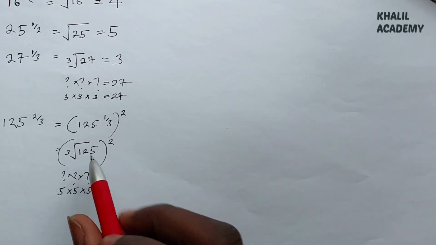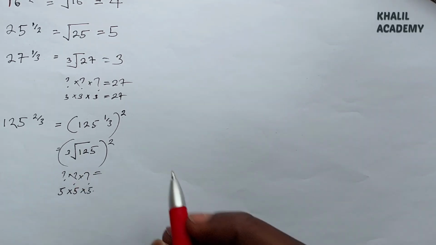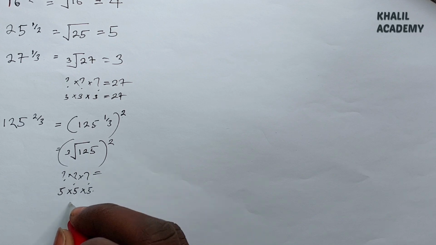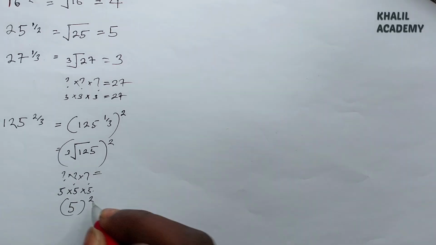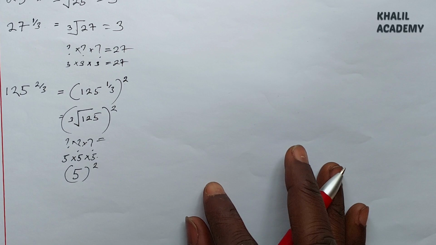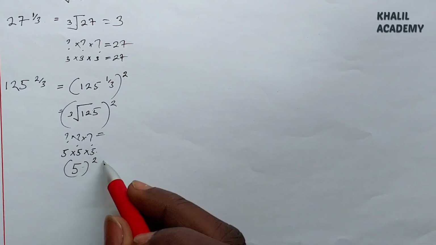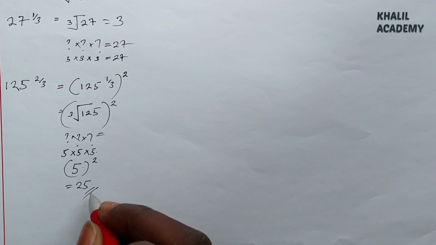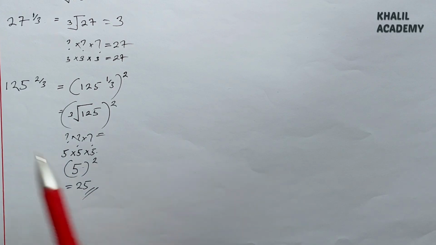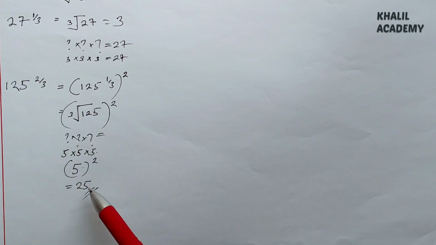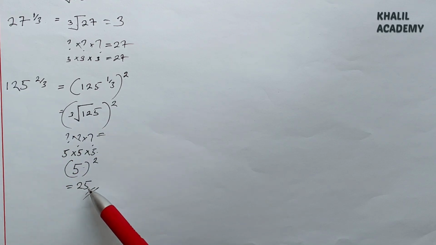So the cube root is 5, raised to the power of 2. 5 raised to the power of 2 is 25. That's the final answer. So 125 raised to the power of 2 over 3 is 25.